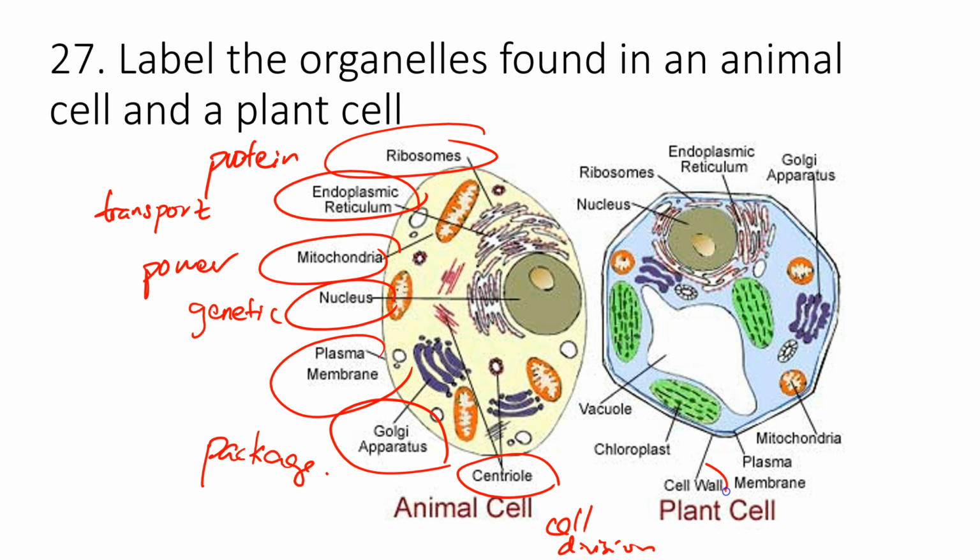In plant cells, you have the cell wall to maintain its structure and shape so that it does not explode when put in hypertonic solutions. Vacuole is used to store water or other nutrients. Chloroplast is used to do photosynthesis.